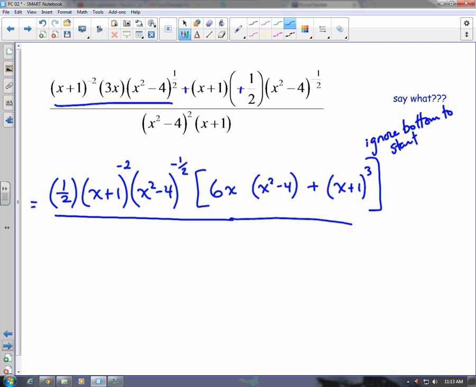On the bottom, I've got a factor of x squared minus 4 squared and x plus 1. Now, a couple things, right? Number one is I can't leave those brackets inside brackets. So there's a bit that has to happen there, right? I need to distribute the 6x, and we need to expand x plus 1 all cubed, right? So we need to expand that.